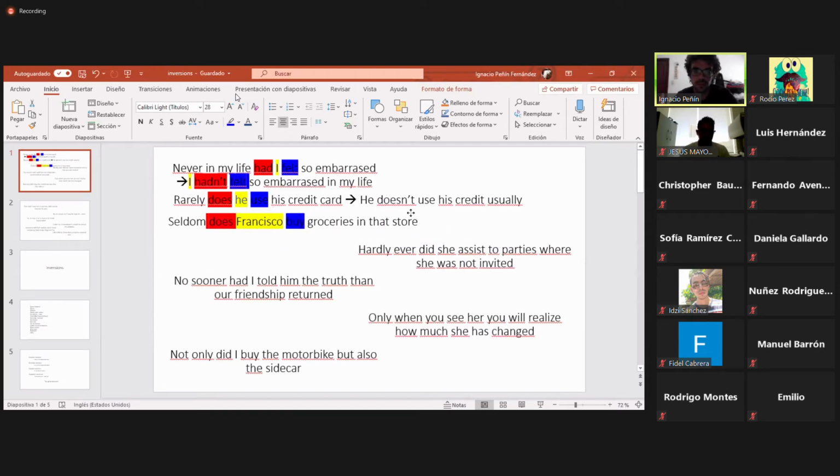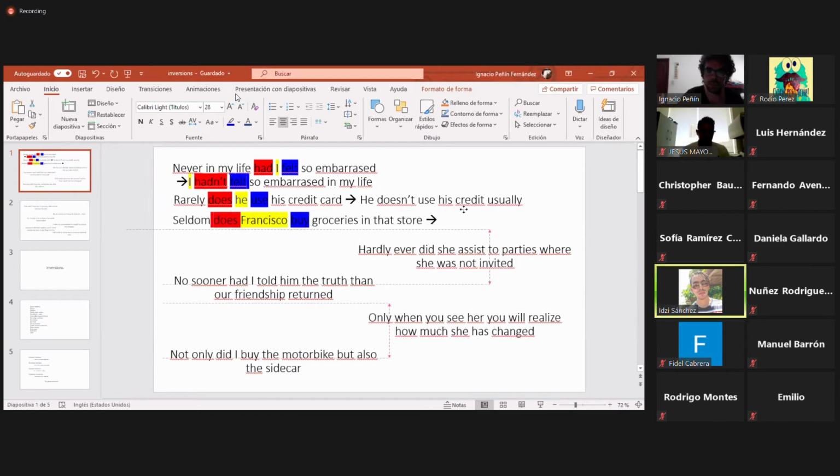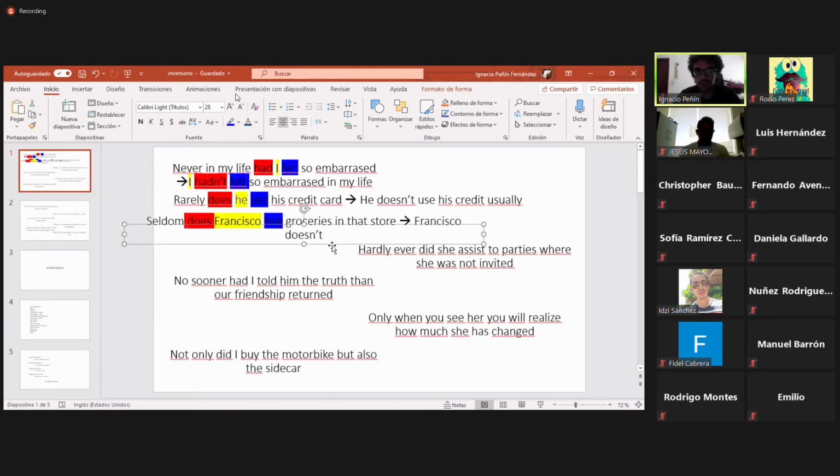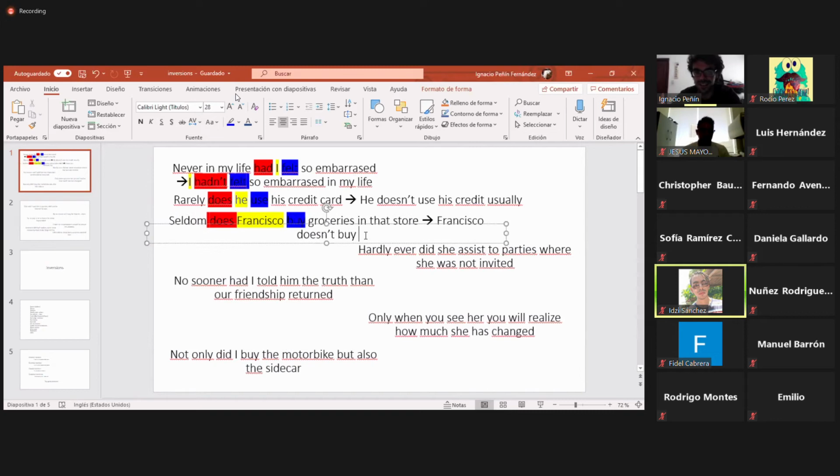In that one, seldom does Francisco buy groceries in that store. Do you know the meaning of seldom? Oh, sorry, tell me. Francisco doesn't buy groceries in that store so much? Yes, could be. I rewrite only doesn't buy, and it's enough for me. Usually, no, we would say that. It's okay. Usually it's okay.